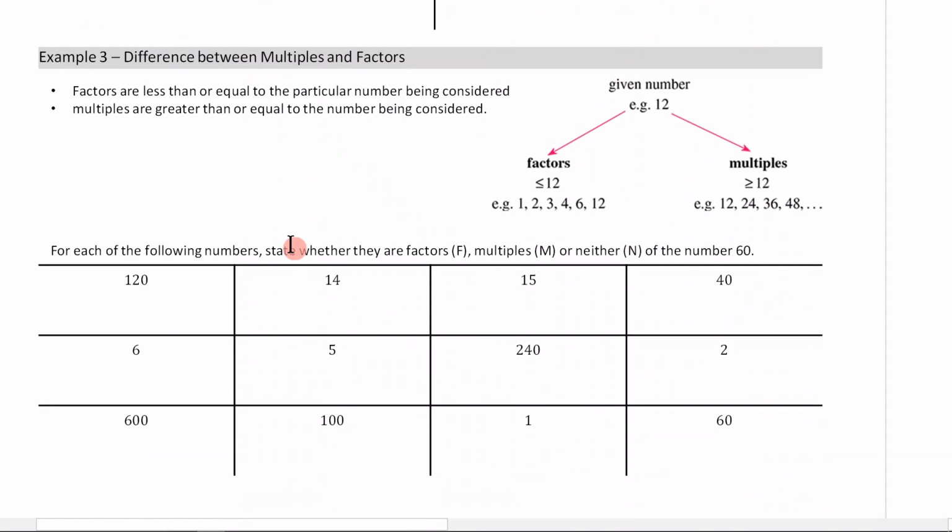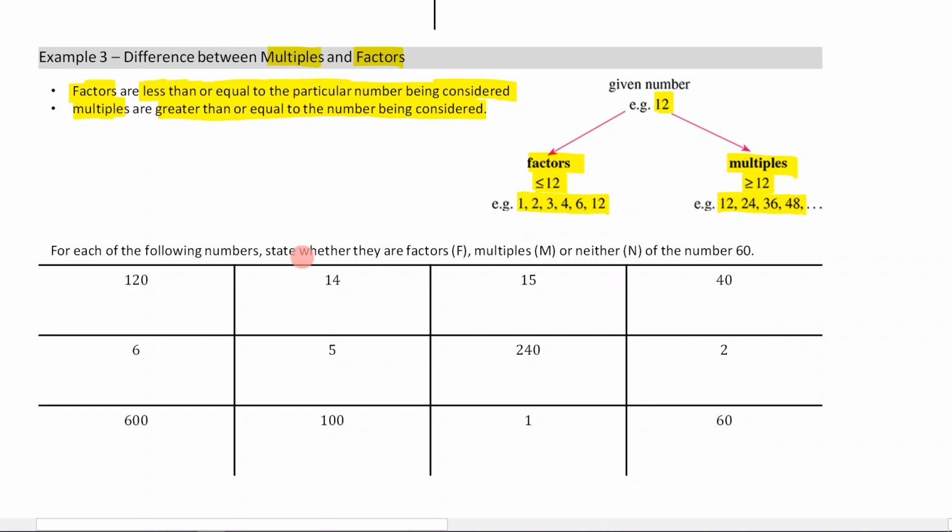Okay, the last thing I want to go through here is the difference between multiples and factors. So factors are less than or equal to the particular number being considered, and multiples are greater than or equal to the number being considered. So for this one right here, if we're thinking of 12, the multiples of 12 are going to be numbers equal to or greater than 12. So 12, 24, 36, 48, they're in the multiples. But factors are going to be less than or equal to 12. 1, 2, 3, 4, 6, 12.